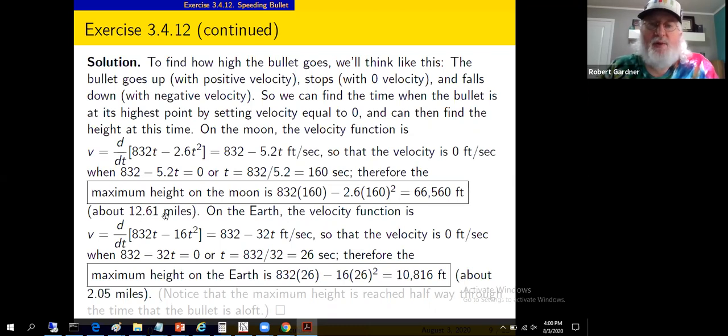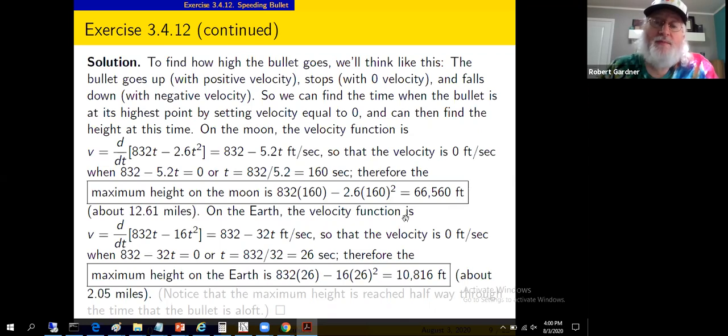Not that that's terribly relevant, but that's the concept behind it. Set the derivative equal to 0. That's where you'll have that maximum height. Find the time based on 0 velocity and use that to find the corresponding height.